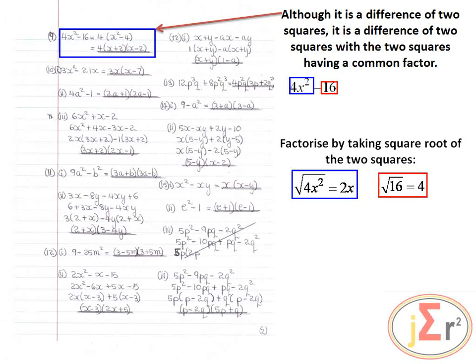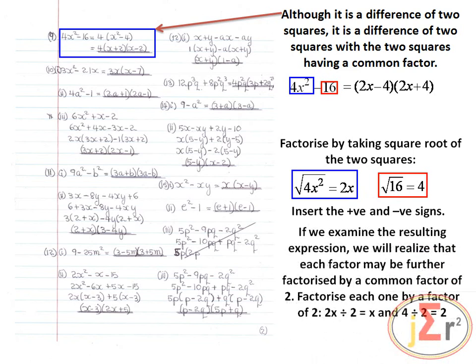The first square is 4x squared. Take the square root of 4x squared, we get 2x. The second square is 16. Take the square root of 16, we get 4. So right there we have two possibilities, a positive and a negative, and we have that being indicated by including them in the brackets. So insert a positive and a negative sign. So there we have it. And we have factorized the difference of two squares.